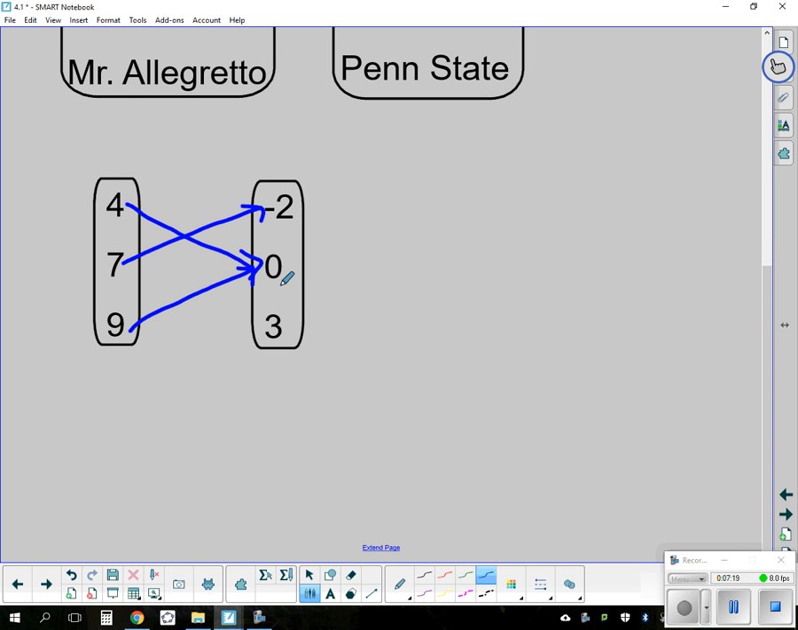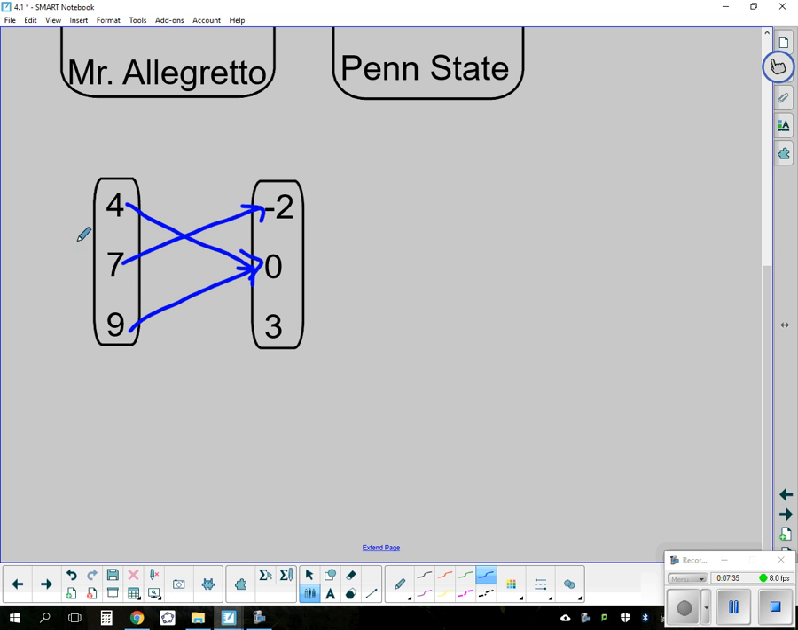Okay, so hopefully that makes sense to you. If it doesn't, rewind, watch that again, ask questions in class, write a question off to the side, and let's make sure that we understand fully what a function is. Each x can only have one y.